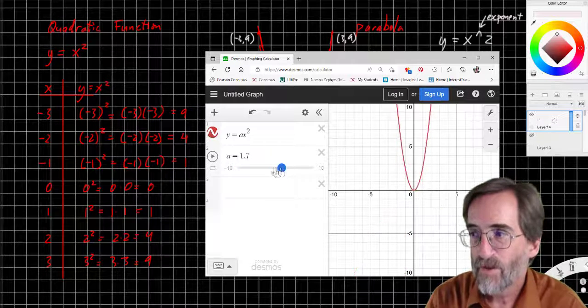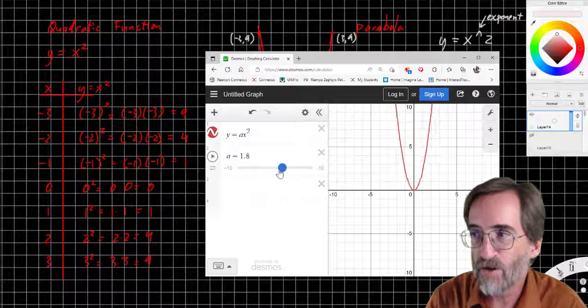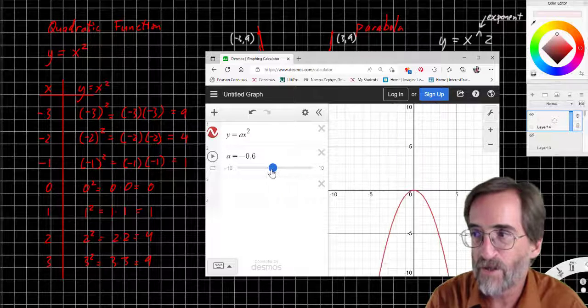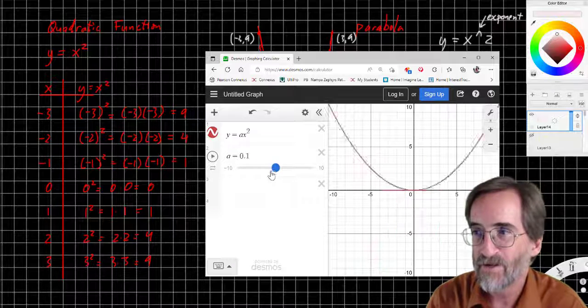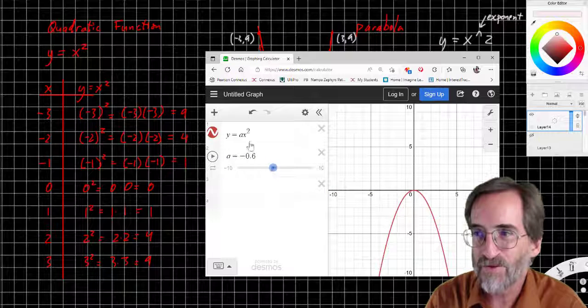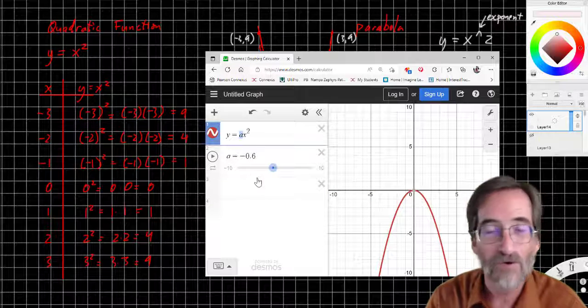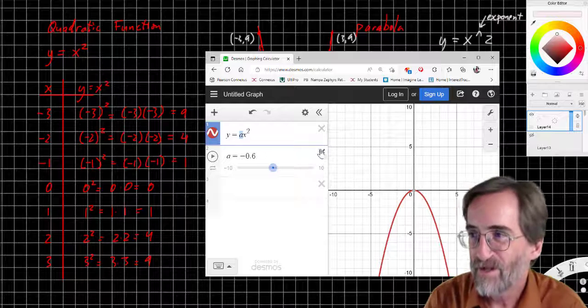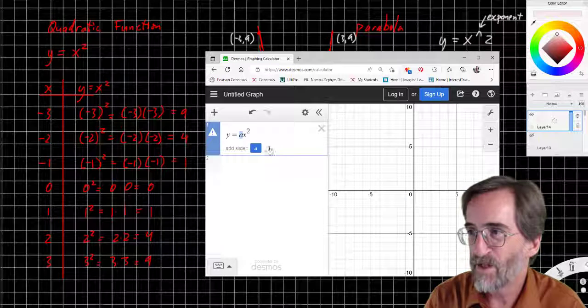Okay, so you can see, you can generate all kinds of parabolas, and you can make it like a bird flapping its wings. That's kind of fun. So feel free to play with this, entering an A for a coefficient in Desmos. It's a lot of fun. It'll ask you right off if you want to add a slider.